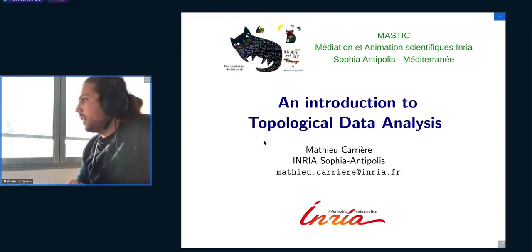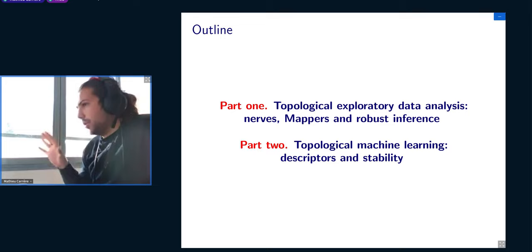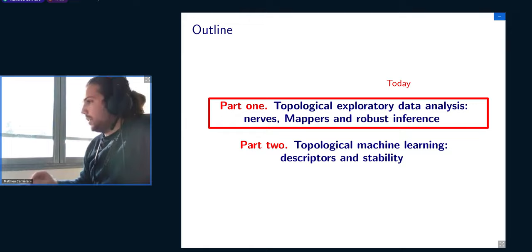I'm mostly working on topological data analysis, which is TDA for short, which is in itself kind of a wide field of science. And I'm mostly focusing on two different things within the TDA research: mostly the interactions between TDA and exploratory data analysis, and TDA plus machine learning. So I would say that those are my two main areas of expertise. And as of today, I mostly talked about the first part, just due to time constraints.